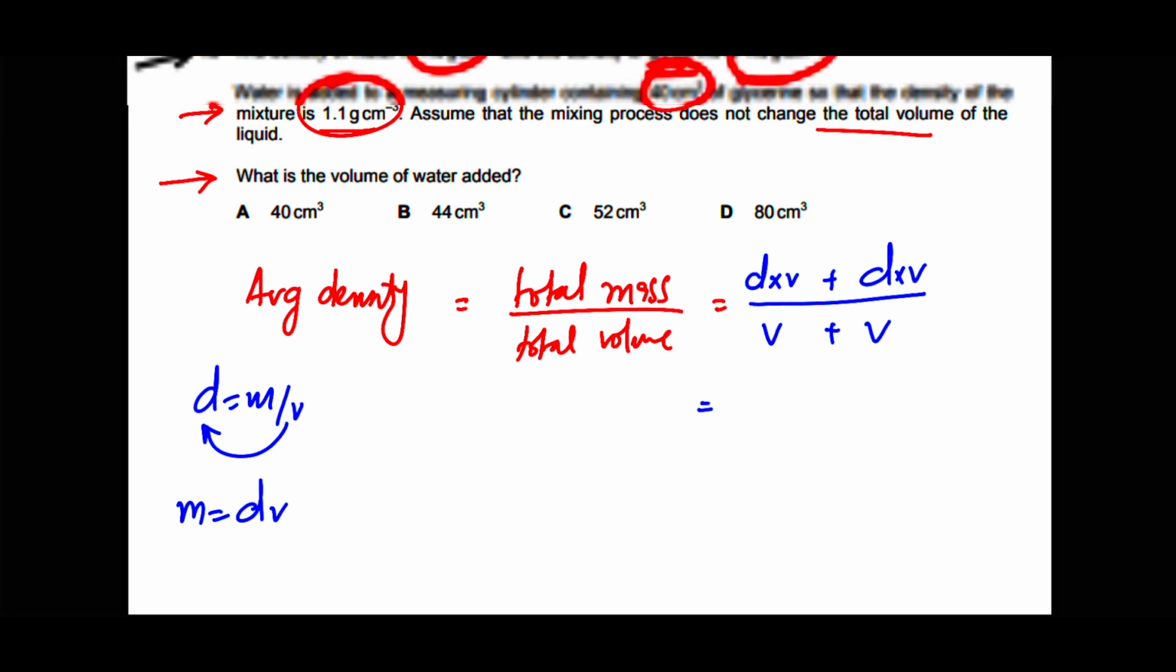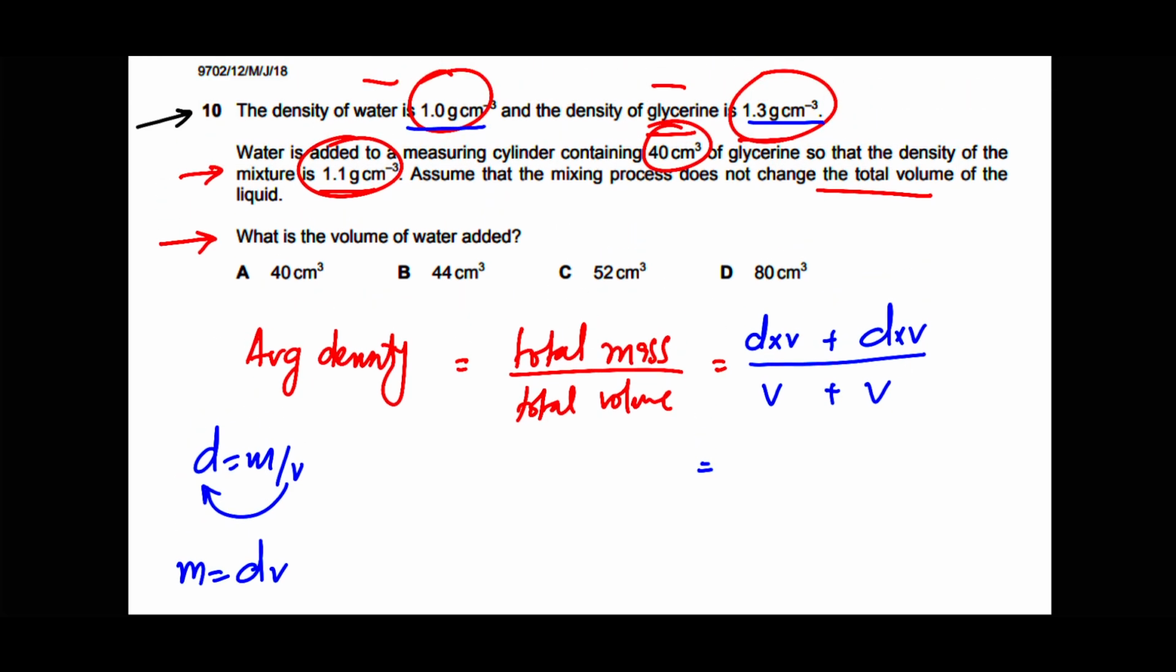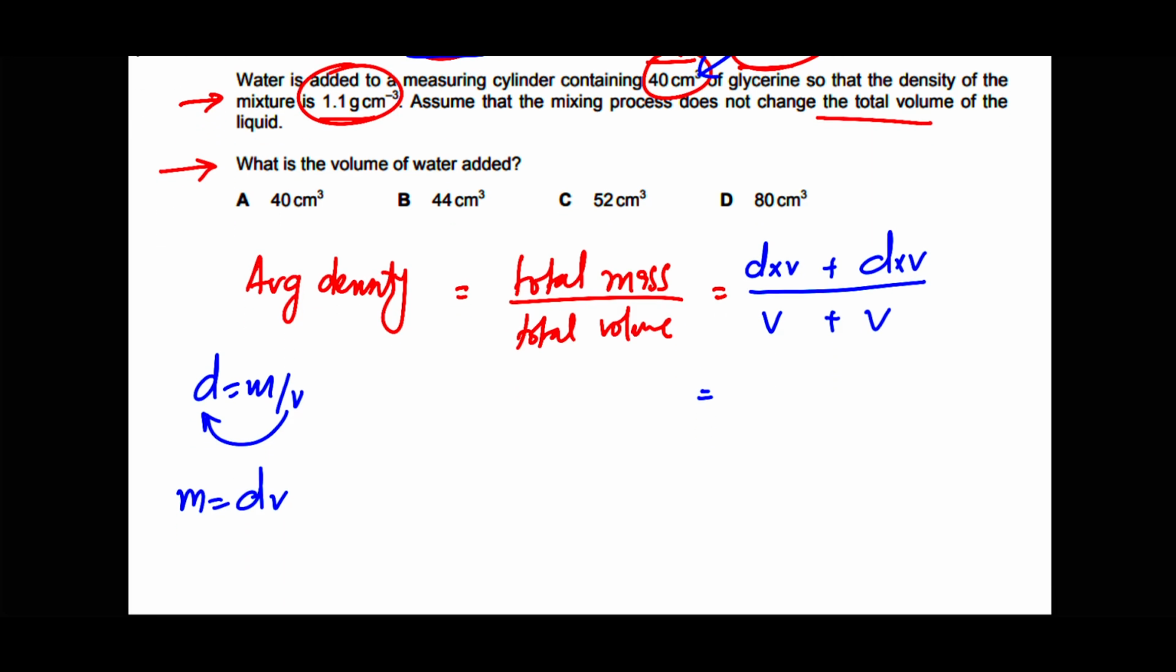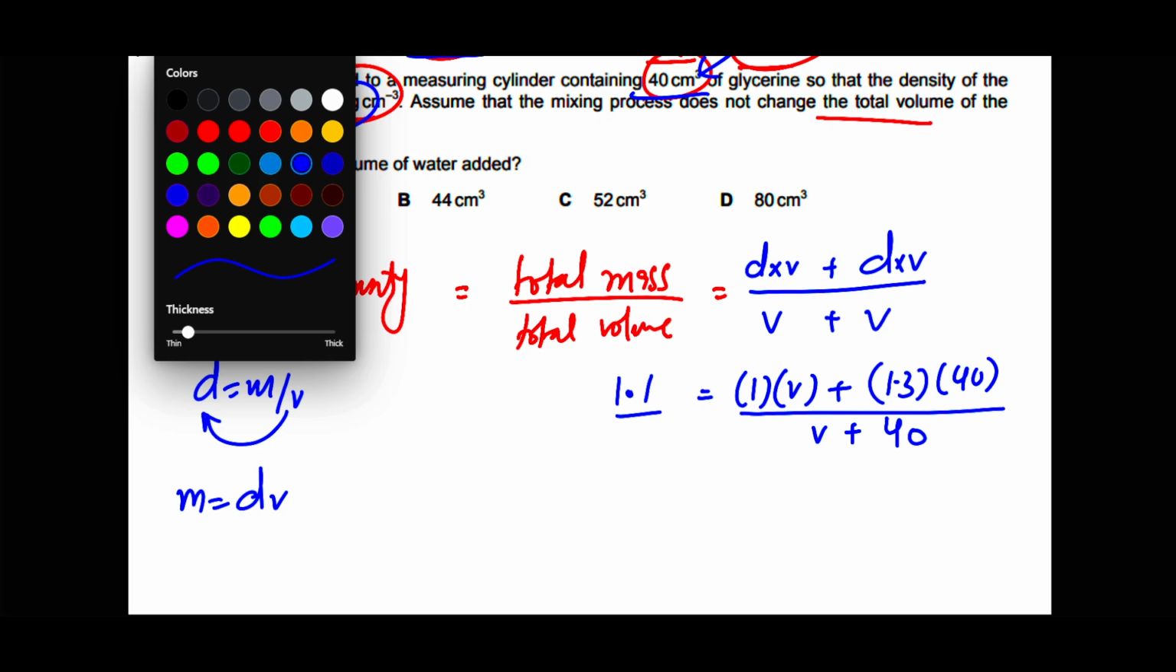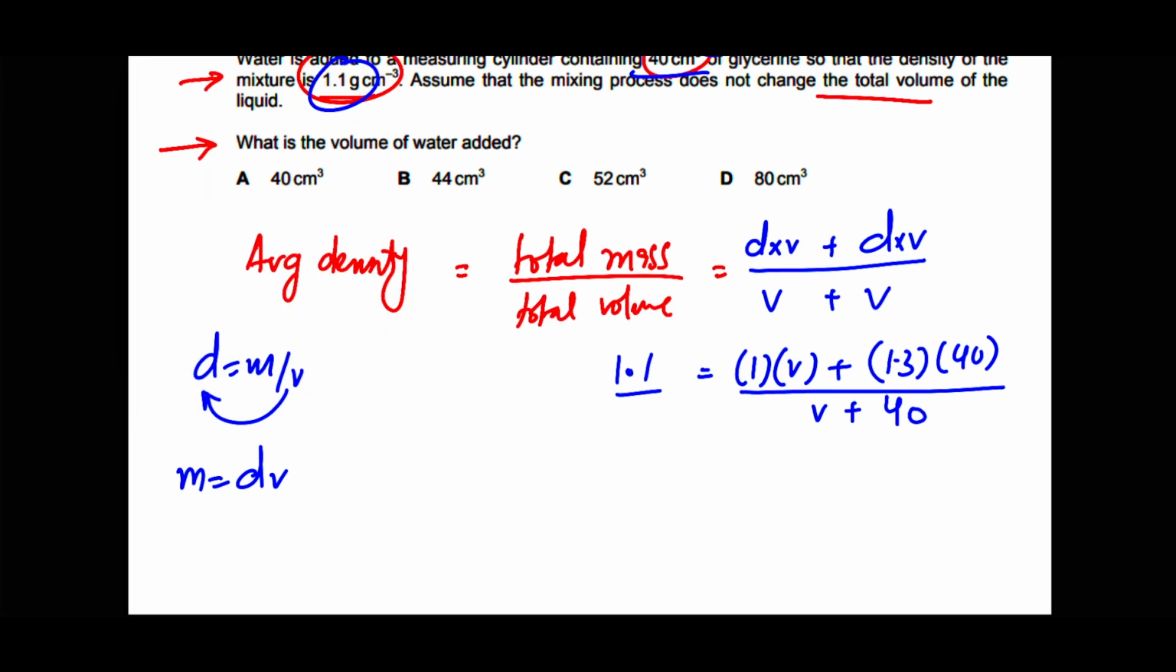We understand that the density of water is 1, the density of glycerine is 1.3, and the volume of glycerine is 40. So the density of water multiplied by the volume of water, which we don't know, so let's assume that variable to be V, plus the density of glycerine multiplied by the volume of glycerine, which is 40, divided by the volume of water that we added, V, plus the volume of glycerine, 40, given in the question. All of this should be equal to 1.1, because the question told us that the density of the mixture is 1.1.